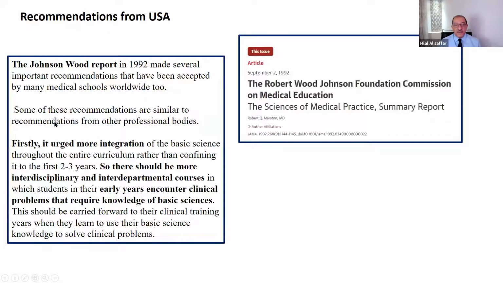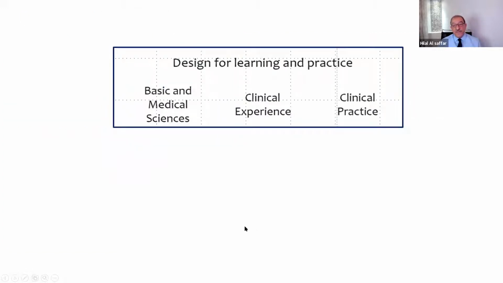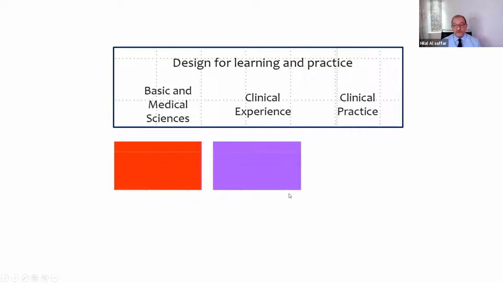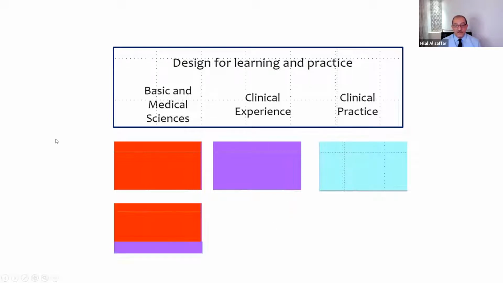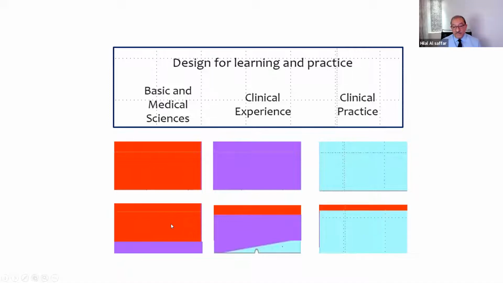A second call comes from the USA, by the famous Johnson Wood report. That report also urged more integration between the preclinical years and the clinical years. If we imagine the Flexnerian system, we have the basic medical sciences in the first 2 to 3 years, then some clinical experience from year 3, and then clinical practice. While the new models start with some clinical experience, early clinical exposure, at the start of the basic medical sciences, and then in the middle we have some clinical practice involved in the early years of medical school, and some of the basic data relevant to clinical practice are maintained till the end. This sort of integration was the most suggested model for modernized medical education.